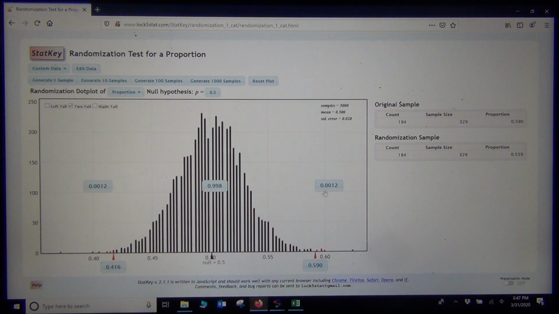There we go. And there's our two tail percentages, 0.0012 and 0.0012. If I add those together, I get 0.0024. So that would be my estimated p-value, 0.0024. Okay, so you can estimate the p-value with the randomized simulation or with the traditional test statistic and z-score curve. So that's what a two-tail is. All right, let's look at one more here.